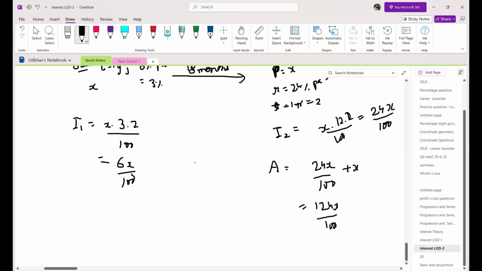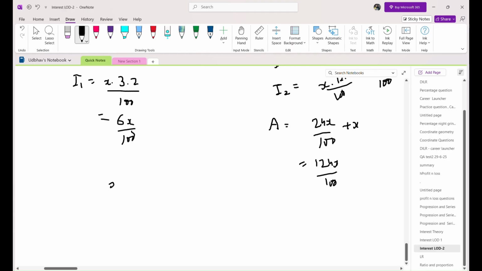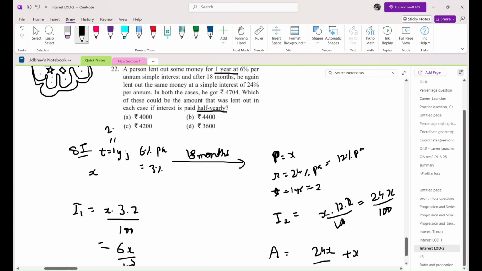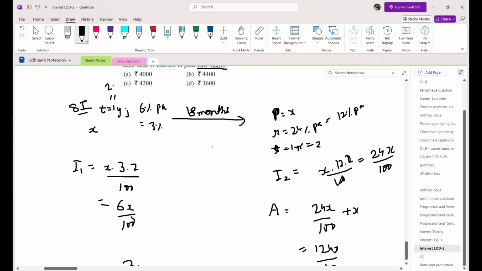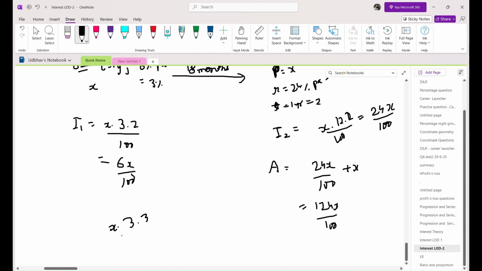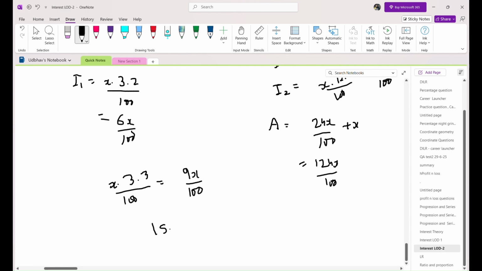Let's take account of that also. So that will be x at 3%, but we don't know the rate on this, maybe we'll continue with this 3% only. And what will be the time? How many half years are there in 18 months? 3 half years. 3 upon 100, so that is 9x upon 100. So for the first time he lent out money, the total interest is 15x upon 100. And this is 124x upon 100.